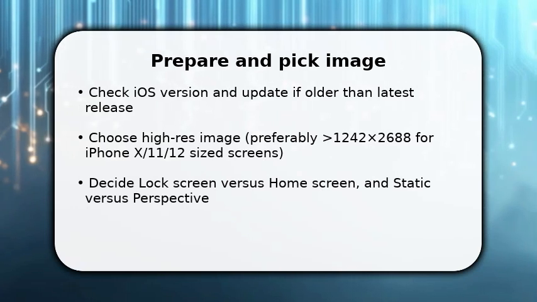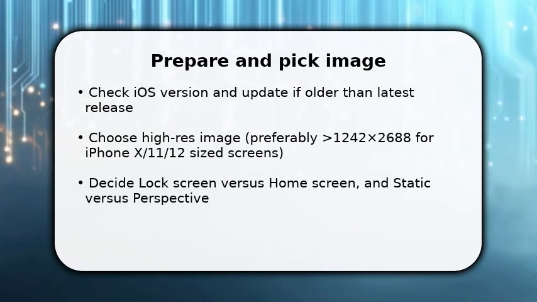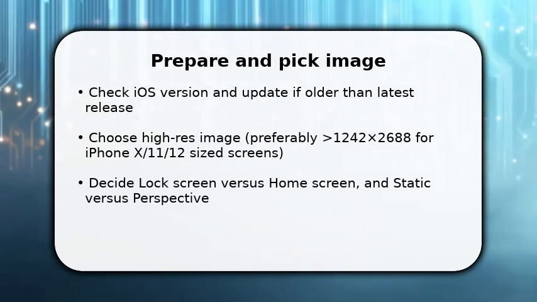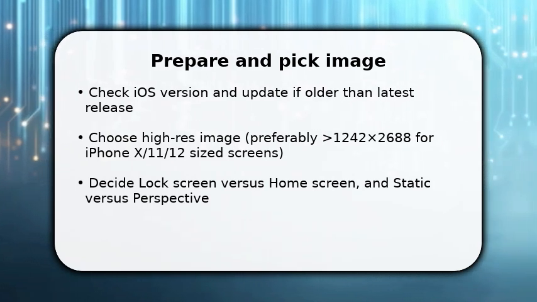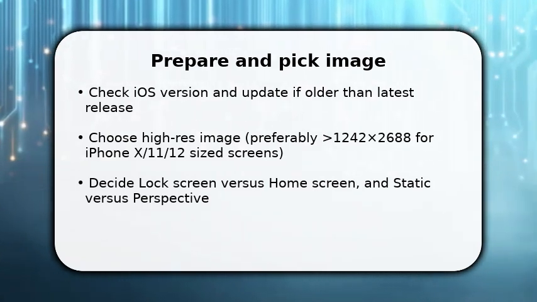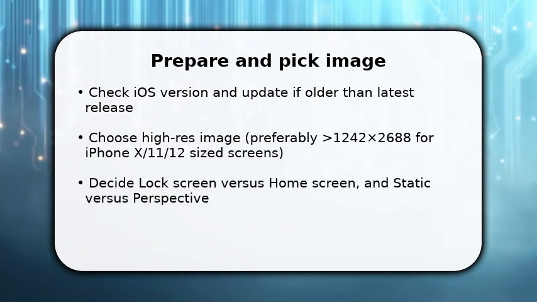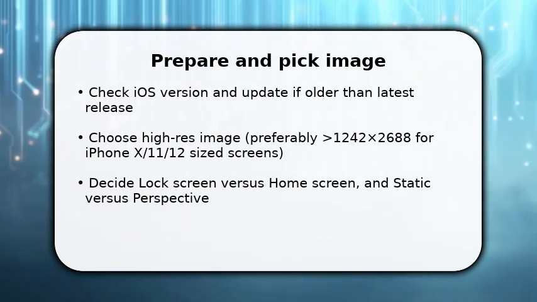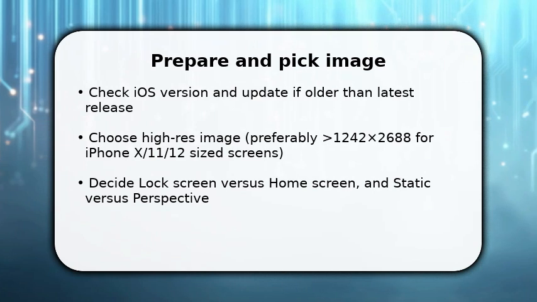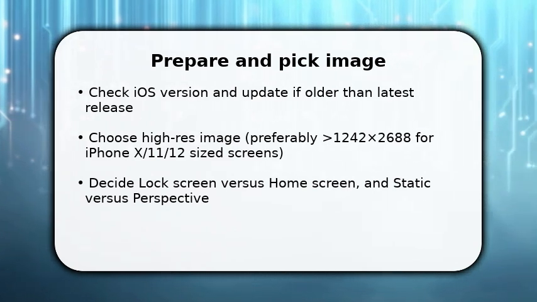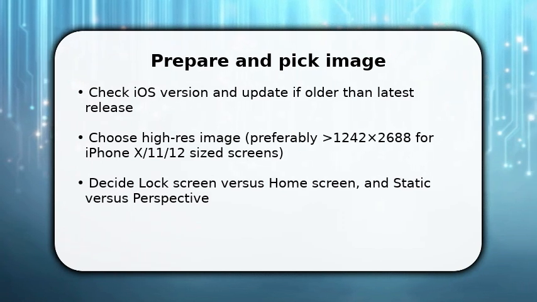Enjoy the video. You'll start by confirming your iPhone is updated and that you have the right image. Choose a high-resolution photo so scaling won't blur details. Once done, pick whether you want it for your lock screen or home screen and whether to use static or perspective. Now open Photos, select the image, tap the share sheet and choose Use as wallpaper.